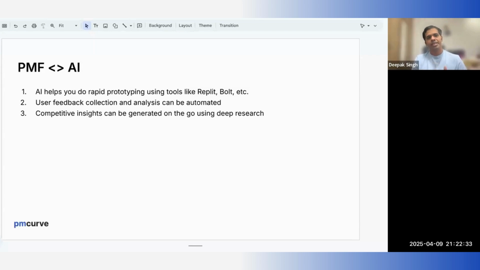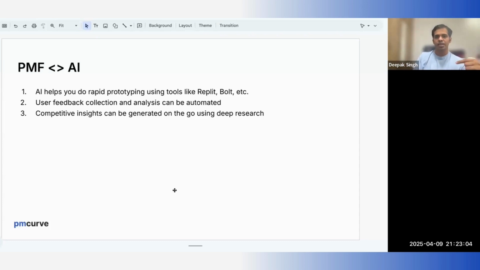And now with AI, I think there are few things which have changed drastically, right? The first thing is AI helps you do rapid prototyping. So you can use tools like Replit, Bolt, V0, Lovable, and the MVP that you define for your product, which is a scrappy version of your product, you can actually build using Replit or Bolt very, very quickly, right?